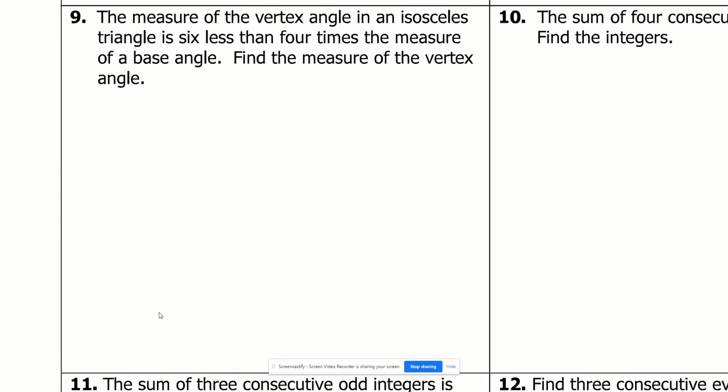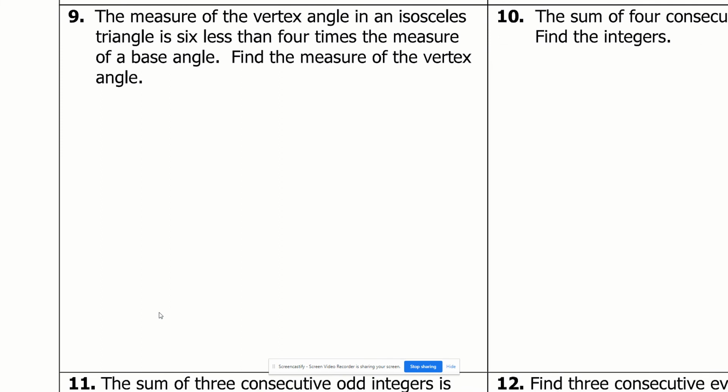All right, the measure of the vertex angle in an isosceles triangle is 6 less than 4 times the measure of the base angle. Find the measure of the vertex angle. Is that clear as mud? What are we talking about here? We're talking about a triangle. More specifically, we're talking about a what? Isosceles triangle. Can y'all remember the definition of an isosceles triangle?